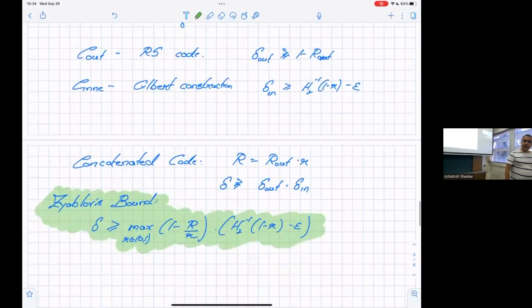Everything that I did actually could work for an arbitrary alphabet. It will only change from 2 to q. The outer code will still use the Reed-Solomon code. The inner code will just use the Varshamov construction, but it will be delta greater than H_q inverse of 1 minus r minus epsilon, and it will be the same picture.